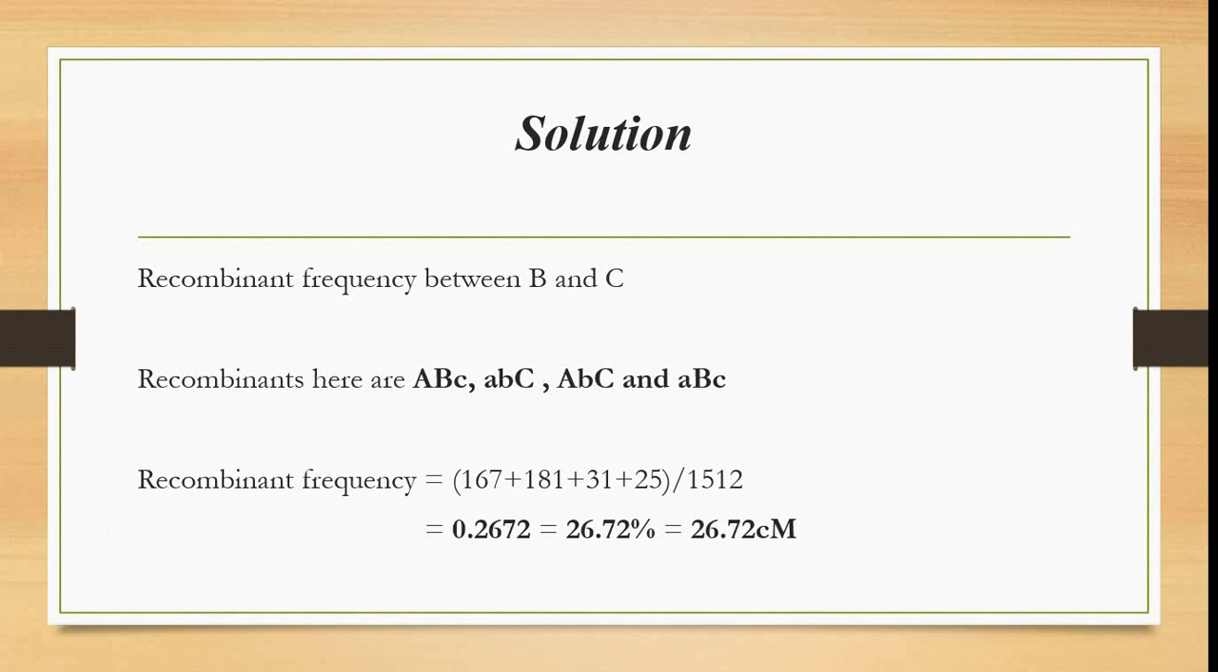Then the double crossover 31 and 25. Don't forget, we add up, you divide by 1512. Total number of recombinant, total number of gametes. Alright, so in this case, you get 0.2672. That is going to be 26.72%. That is when you multiply the 100 by 0.2672. So in terms of centimorgan, you just take off the percentage and put in centimorgan. You get 26.72 centimorgan as our recombinant frequency between gene B and C.